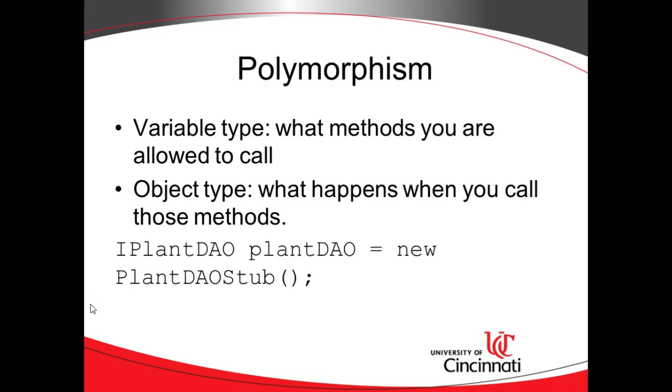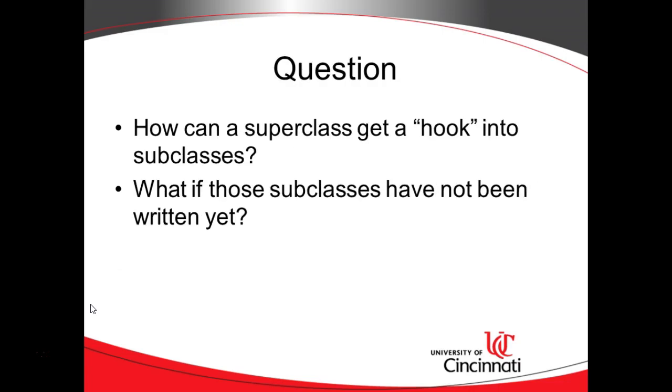Polymorphism. You might have heard me say this before, but just in case. Variable type tells you what methods you're allowed to call, and object type tells you what happens when you call those methods. This is one of the four fundamental concepts of object-oriented design, the others being abstraction, inheritance, and encapsulation. But polymorphism, when we get to really understand it, can tell us a lot about how to build a flexible and future-proof program.